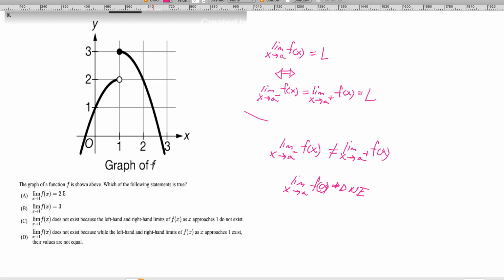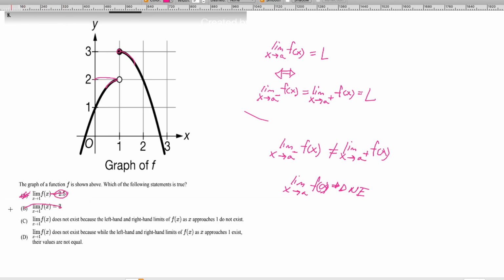So let's see what we have in this case, okay? I'm evaluating a series of statements. It's saying the limit as x goes to 1 of f of x equals 2.5. Well, for the left-hand limit, as x gets closer and closer to 1, this value gets closer and closer to 2. And if I look over here at the right-hand limit, as I get closer and closer to 1 from the right, I get closer and closer to 3. So the left-hand limit does not equal the right-hand limit. So the limit as x goes to 1 of f of x doesn't exist. It definitely can't be 2.5.